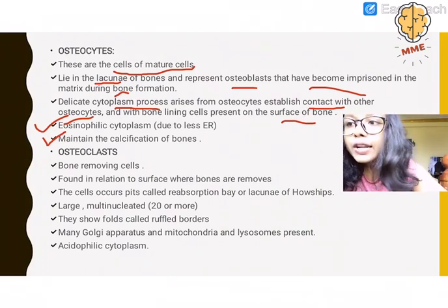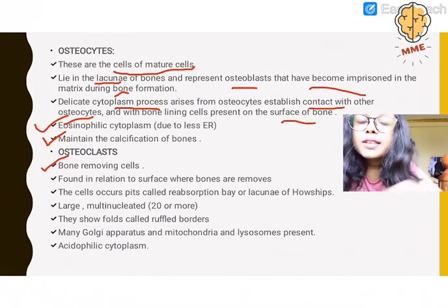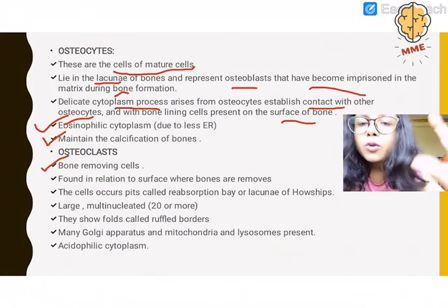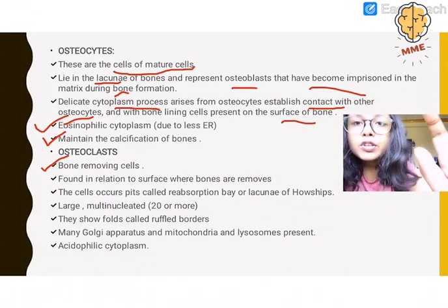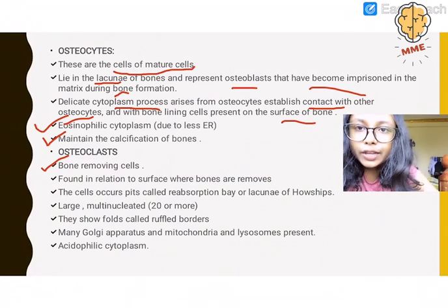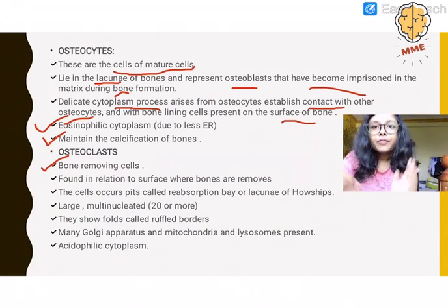So osteoclast cell is basically a bone removing cell. Bone removing means, if the osteoblast over-acts then it will form many extra bone. So osteoclasts are the cells which will remove those extra parts, and they will remodel the bone into good figure and shape.